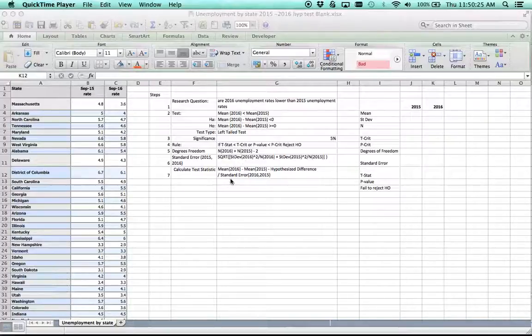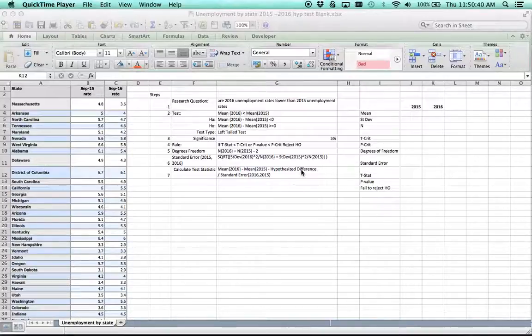Once we've gone through all of that, our test statistic, our T stat, if you will, becomes the mean of 2016 minus the mean in 2015 minus the hypothesized difference. That's the numerator.